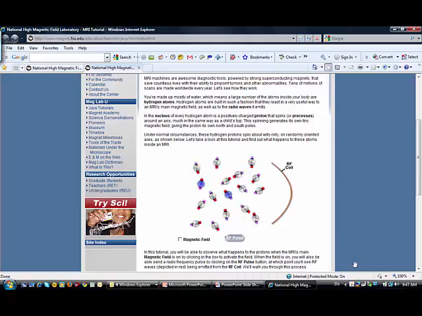Now, normally, all of our tissues have water, they have hydrogen. Now, all of these hydrogen protons are going to spin randomly, or like the text here says, willy-nilly. So all the protons are going to spin like this, random.